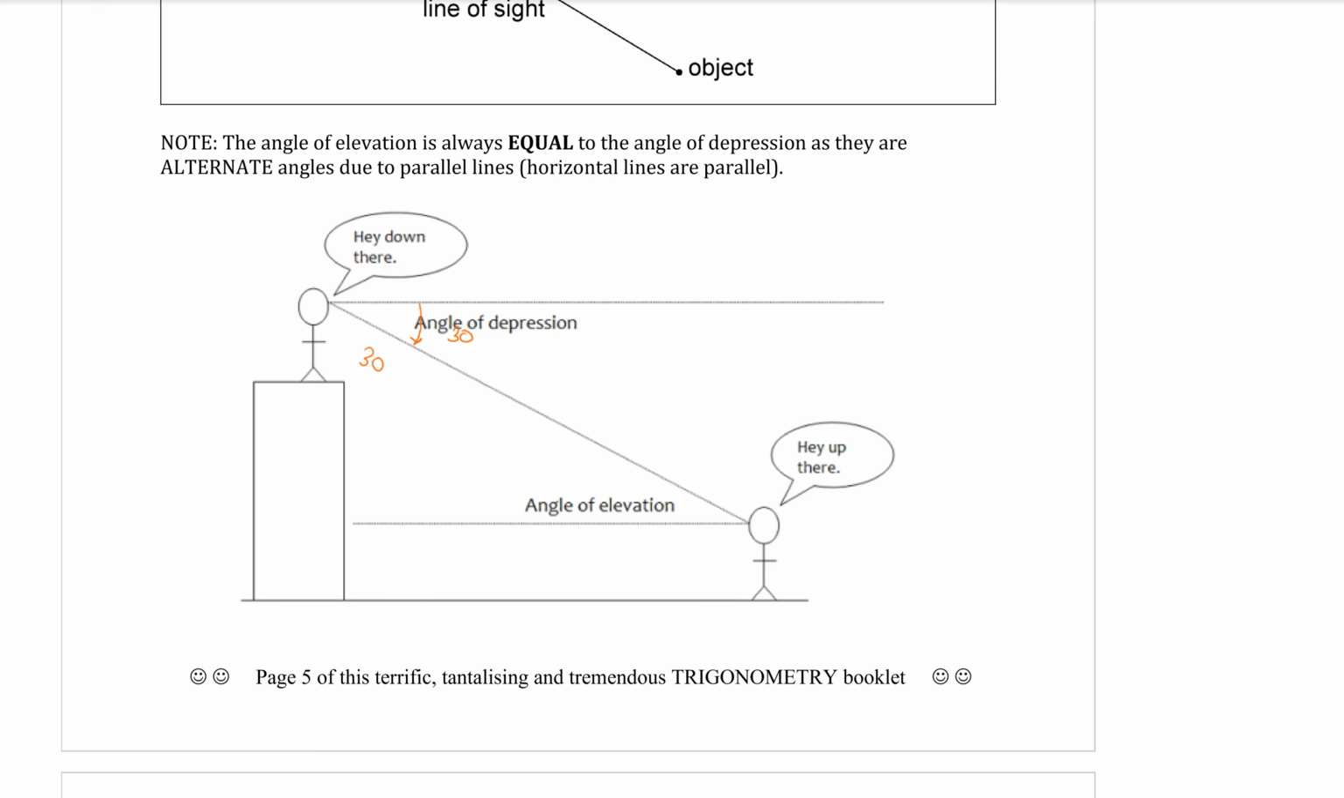Now, once you've got the angle of depression in the right place, you always use alternate angles to move it down into your triangle, and it will become the angle down here. So you put 30 degrees down there.